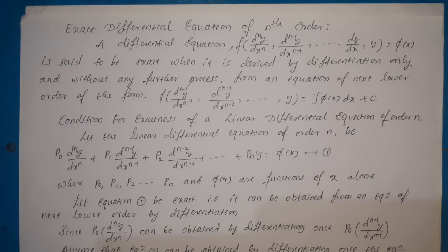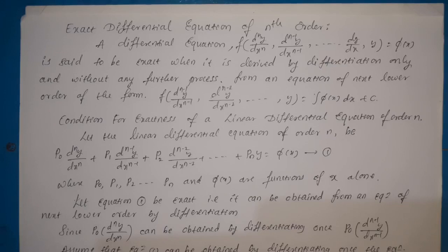There we have only two terms or two functions, M and N, but here it is nth order, meaning we will get n terms in that equation. Therefore we cannot apply that condition to this equation. So here we have a different kind of condition for exactness.